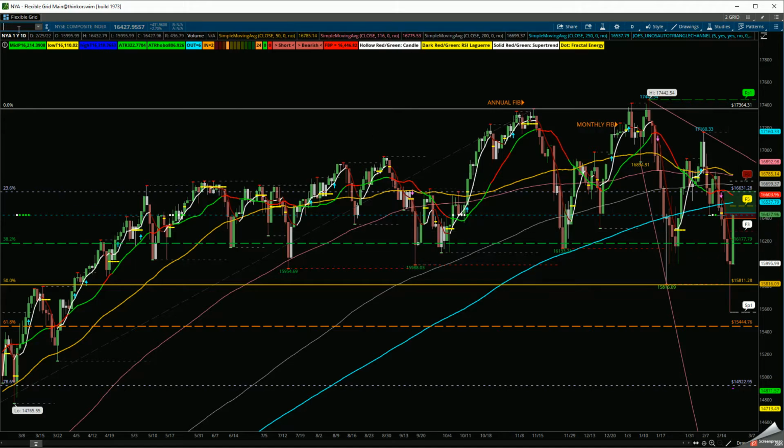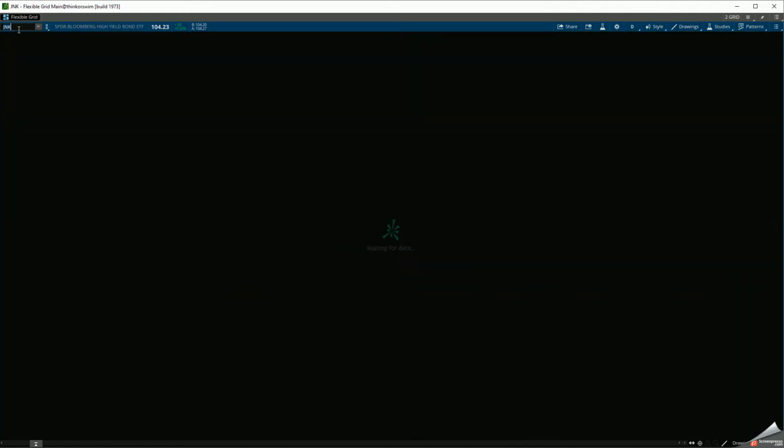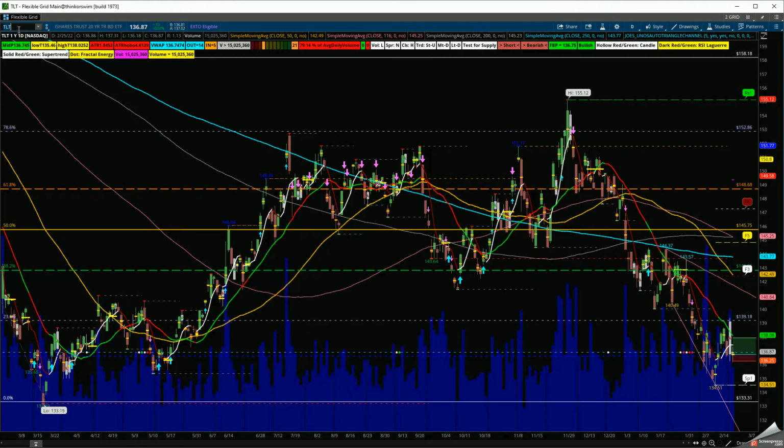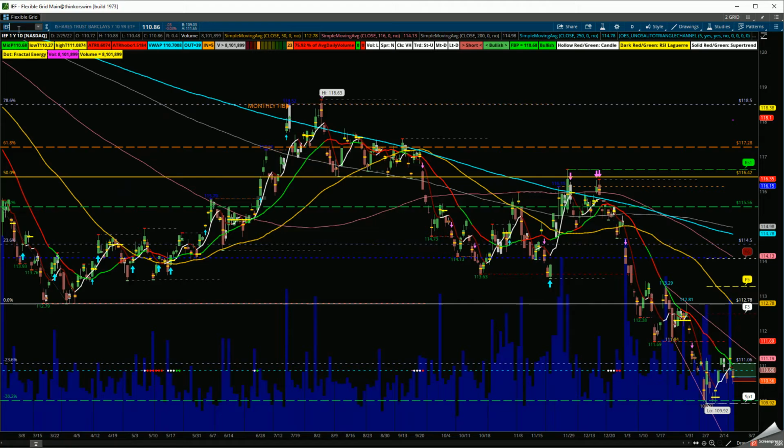Let's take a look at JNK. This is the Bloomberg High Yield. You can see that they slammed it down, rallied it up on that news on Thursday as well as Friday. Let's take a look at TLT, which is the long-term bond. You can see that there was a jerk reaction at the same time. You can see IEF. We can see that.